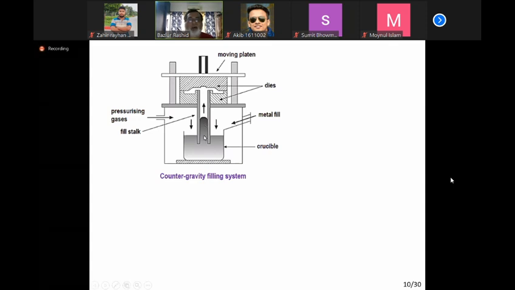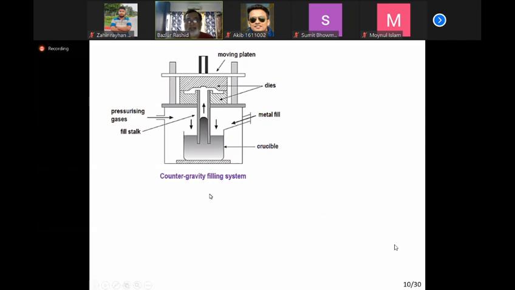So all the time, it is moving against the gravity at a very low speed. As a result, there is absolutely no turbulence, nothing. So this is a very good filling system with no turbulence, and the casting quality is of supreme quality.